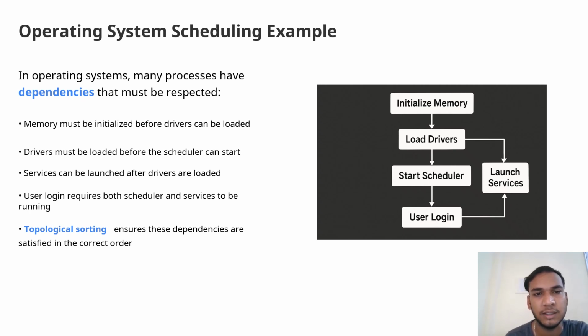An example is operating system scheduling. In an operating system, many processes have dependencies. For example, memory must be initialized before drivers can be loaded, and the drivers must be loaded before the scheduler can start. Services can be launched after drivers are loaded. User login is needed for both the scheduler and services to run. Topological sorting ensures that the dependencies are satisfied in the correct order.